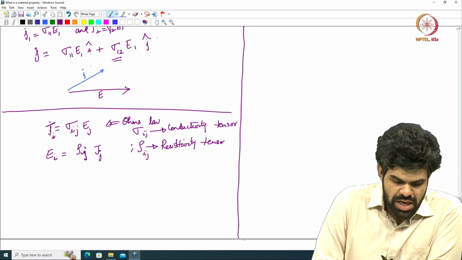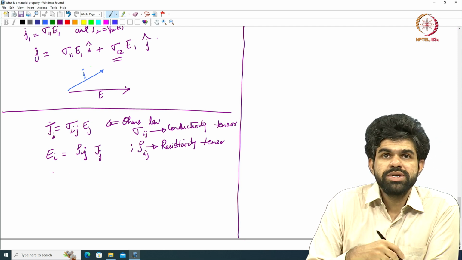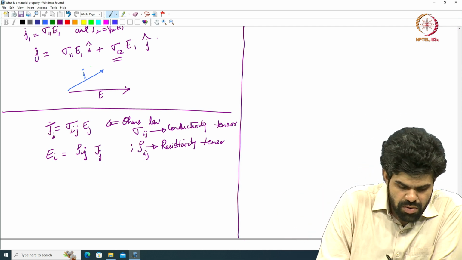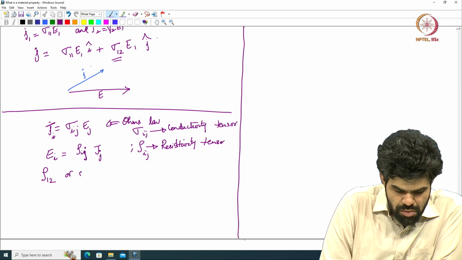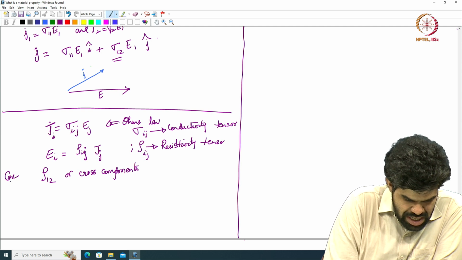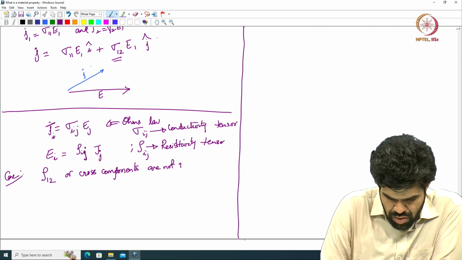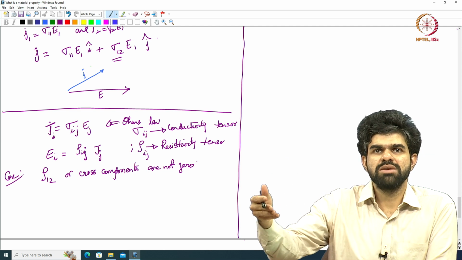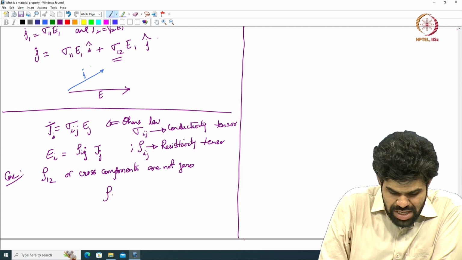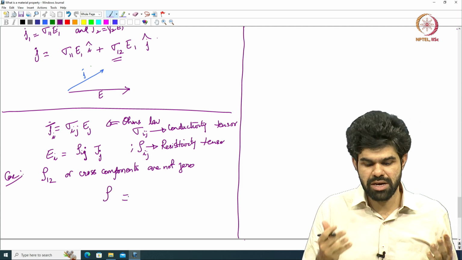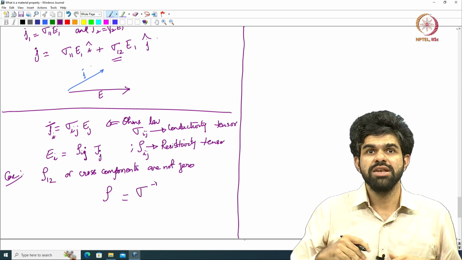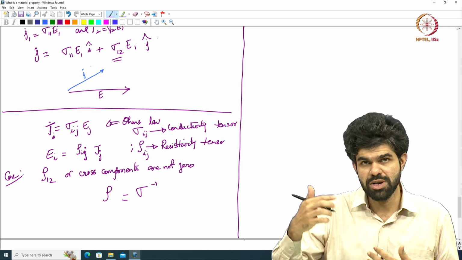In other words, the voltage that is generated is resistance times the current, right. So, now what does it mean that rho 1 2 or cross components exist? Components in this case, right, are not 0. So, it is the same thing, right. Sigma is a second rank tensor, rho is also a second rank tensor, and they have a tensorial relation, and rho is nothing but sigma inverse, right. So, this is an inverse second rank tensor, it is not just 1 by sigma.